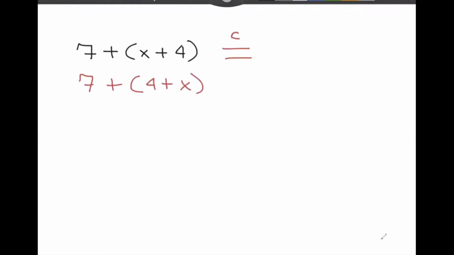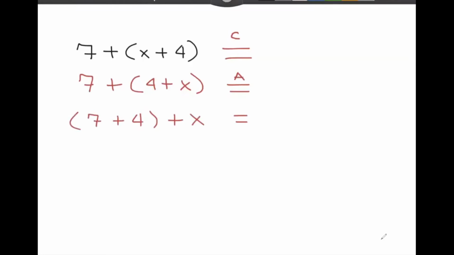Okay. Now, again, I want to add that 7 and 4 together, but I can't do that as long as the parentheses are around 4 plus x. So now I'm going to use my associative property to move the parentheses to be around 7 plus 4.